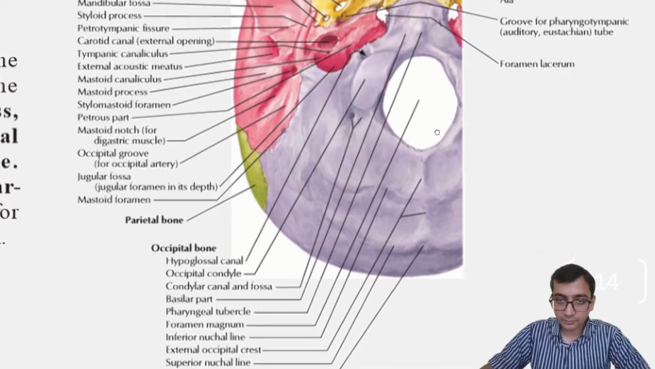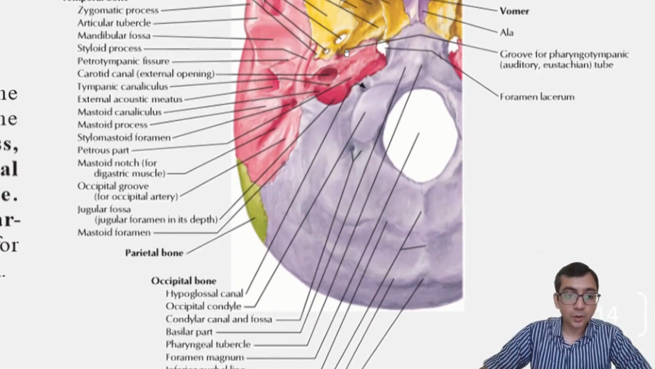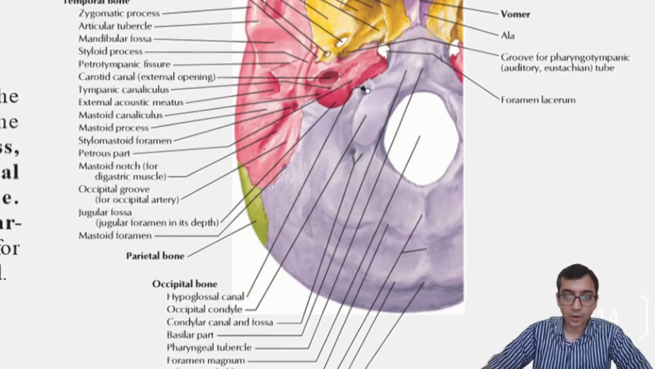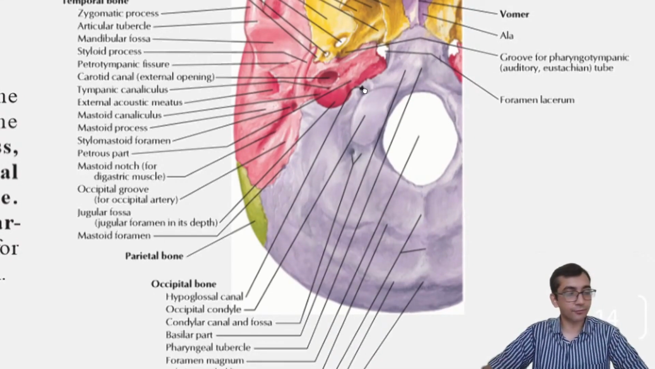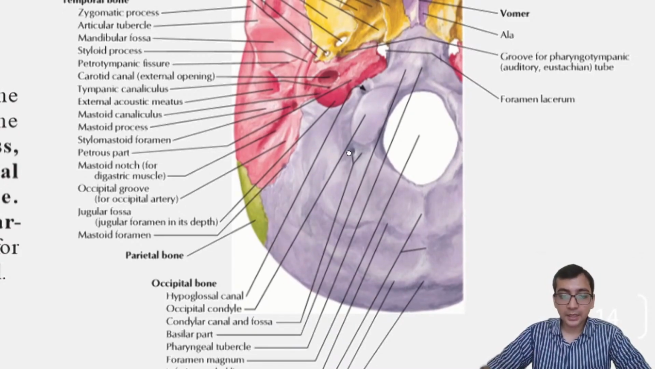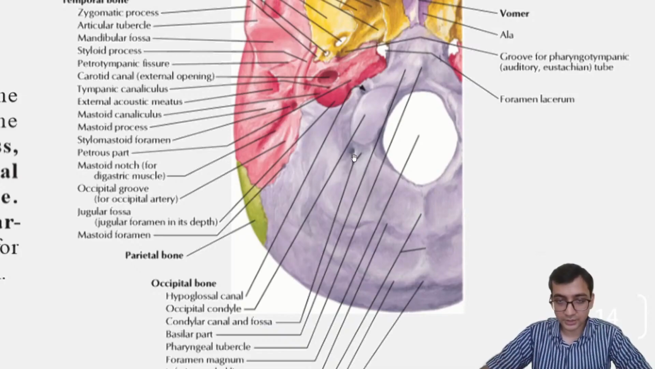The opening is the foramen magnum, that is the major one. The major opening in front of this occipital condyle is the hypoglossal canal for the hypoglossal nerve. And the small opening that is behind is known as this condylar canal, condylar fossa.